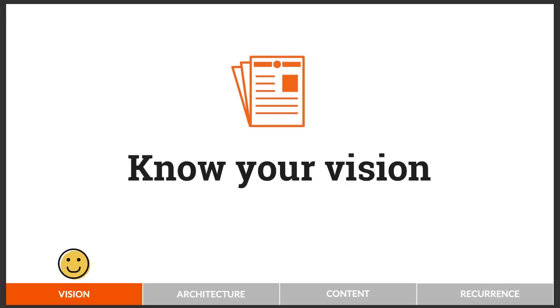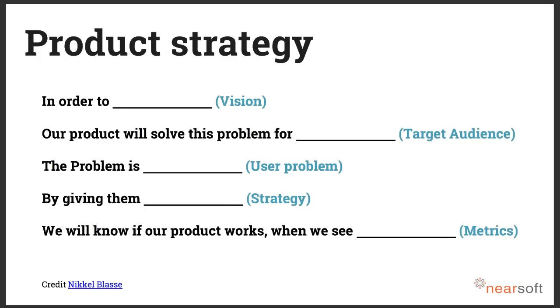The first thing that you need to know in order to structure the content of your application is what it is that you're building, or what's your vision of your product. And what we have here on screen is a really simple exercise about sentence completion. And this is the work of Nikkel Blase. Shout out to him and his great work. Basically what he's stating here is that you should define really specifically the vision that you are trying to build with your product, what you're trying to accomplish.